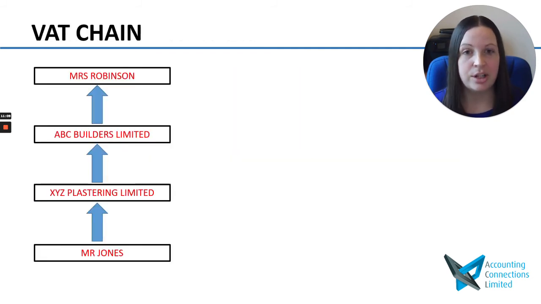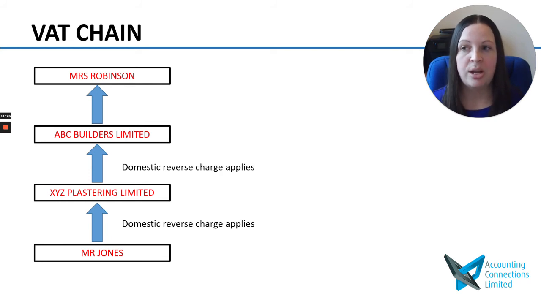So let's look at the VAT chain. When Mr. Jones invoices XYZ Plastering Limited, domestic reverse charge applies. When XYZ Plastering Limited is invoicing ABC Builders Limited, domestic reverse charge applies. When ABC Builders Limited invoice Mrs. Robinson, normal VAT rules apply.